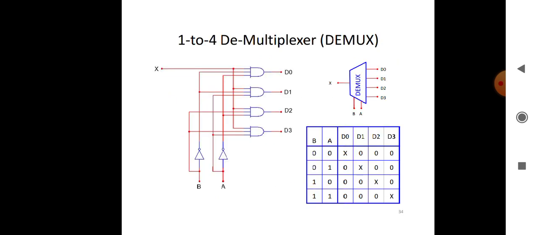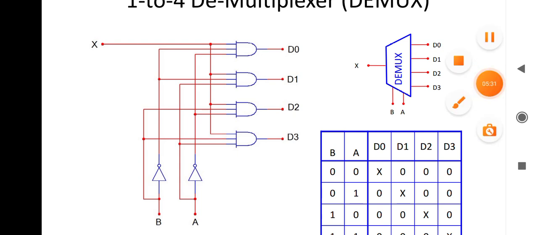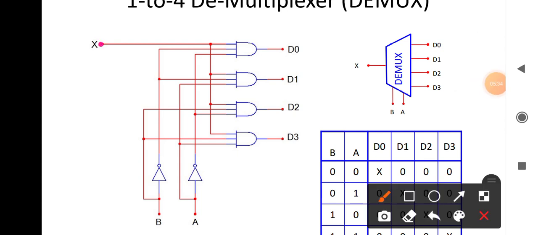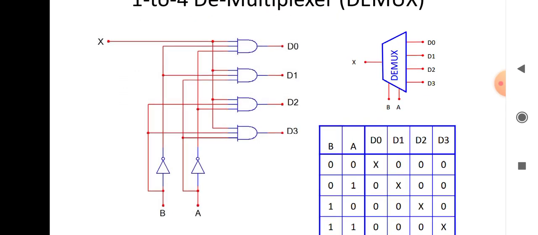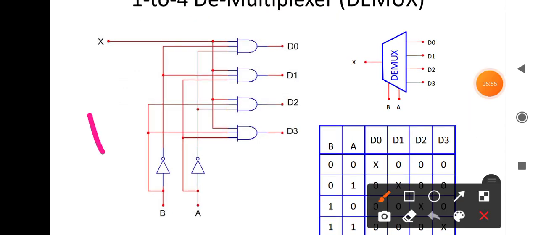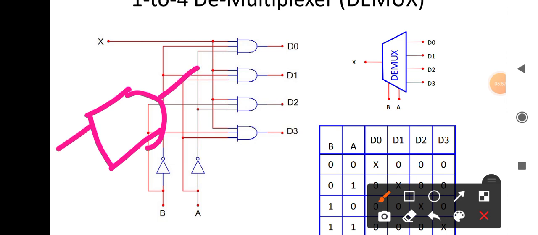So let us see this one. See here in the demultiplexer, we are having only one input, and this input X is being connected to the AND gate. We are having A, B, and you just see the truth table here. So what is the output of an AND gate? When both inputs are high, then the output will be high.